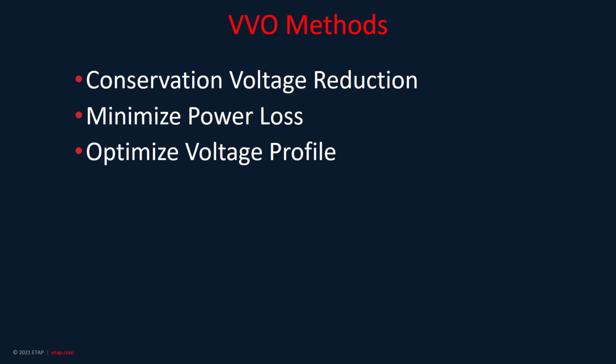Overall system demand can be reduced by a factor of 0.7 to 1% for every 1% reduction in voltage. From a consumer's perspective, this reduces the energy they consume. From a utility perspective, it reduces the amount of power they need to generate or purchase from a generator.